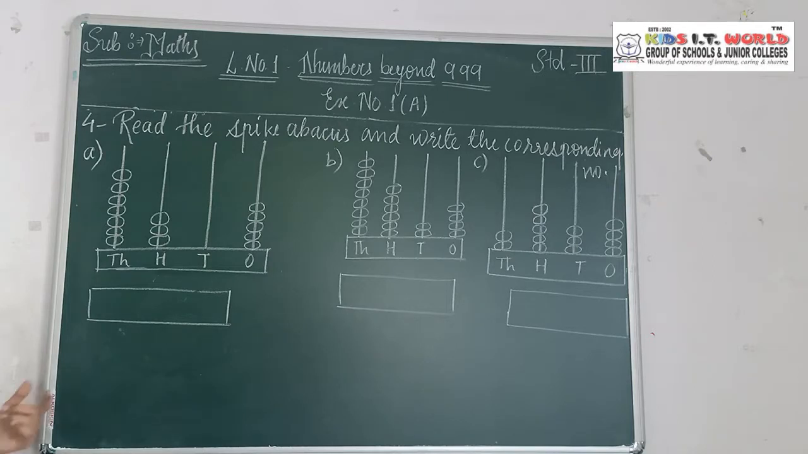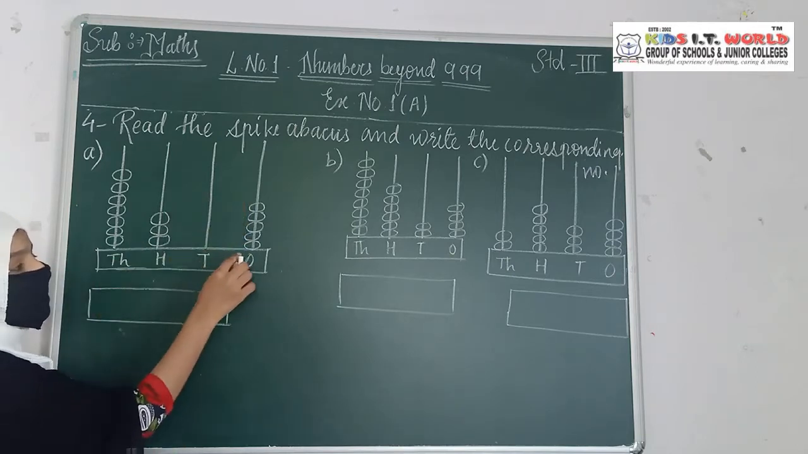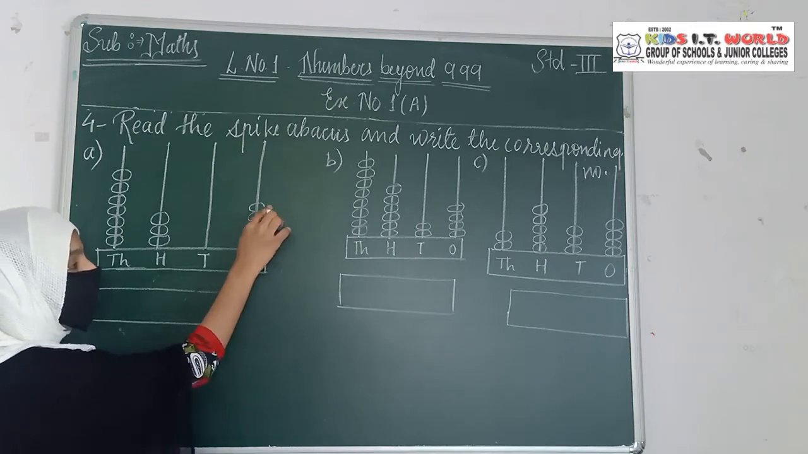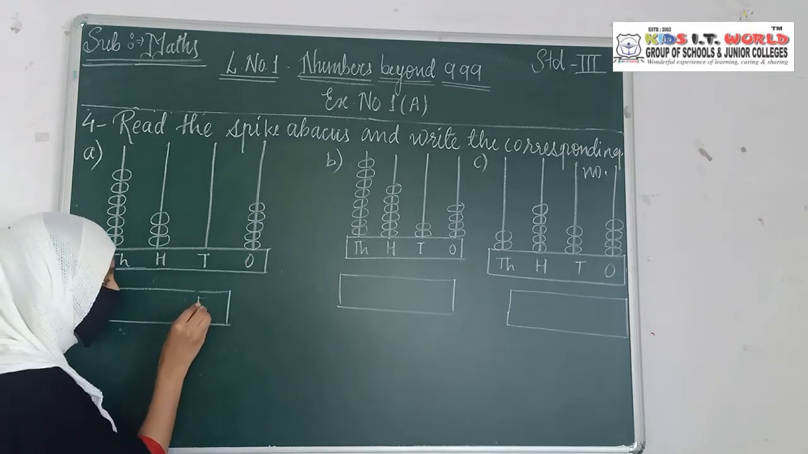So here we will start from the ones. On the ones, how many balls are there? 1, 2, 3, 4 and 5. So what is the value of the ones place? It is 5. So you will write the 5 here.